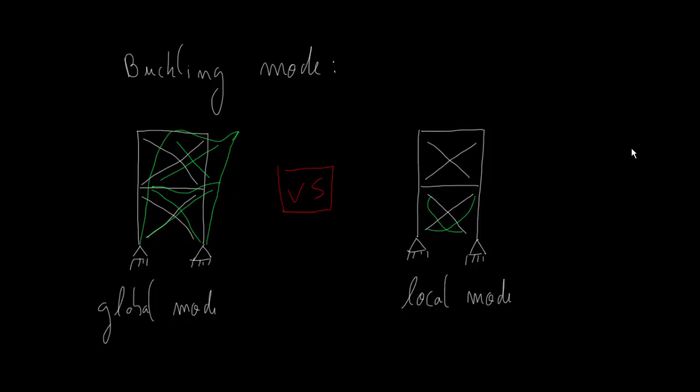So, hello guys. Today I want to talk about how to distinguish between a global buckling mode and a local buckling mode in Robot Structural Analysis Professional. As you may see here, this is a global buckling mode, the most critical one, I would say, and this is just a local mode.